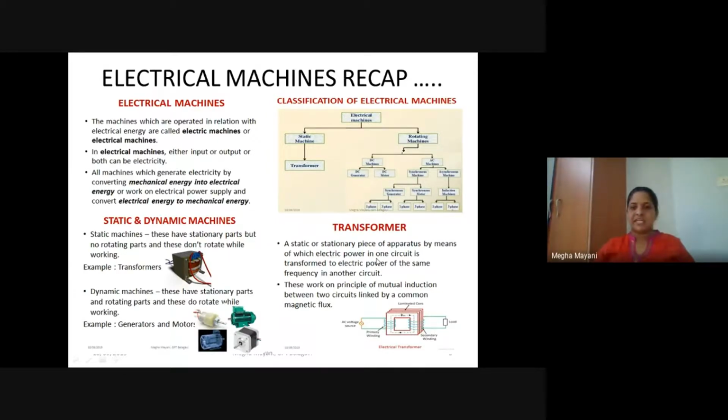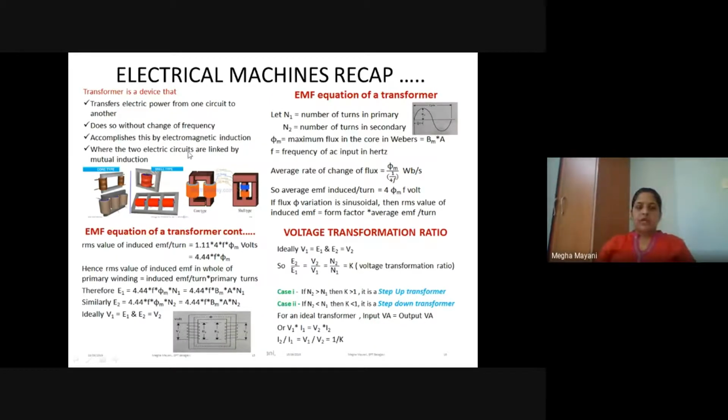We were discussing the transformer in detail. It is a stationary piece of apparatus which transfers electric power from one circuit to another circuit. These work on the principle of mutual induction. We have also seen the derivation of the EMF equation for a transformer. We arrived at an expression for the EMF induced in the primary and secondary turns as 4.44 multiplied by frequency, multiplied by maximum flux, and the number of turns present in the respective coil.